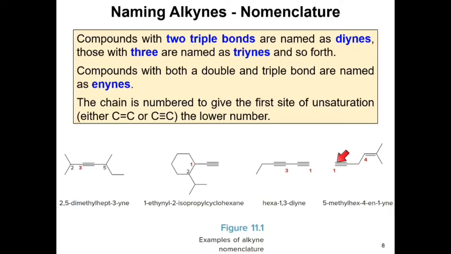And so we have a triple bond which is on the first carbon atom, and then the double bond on the fourth carbon atom, and then a methyl group on the 5th carbon atom. And so when naming this molecule, we have 5-methyl hex 4-ene 1-ine. So again, that's 5-methyl hex 4-ene 1-ine.